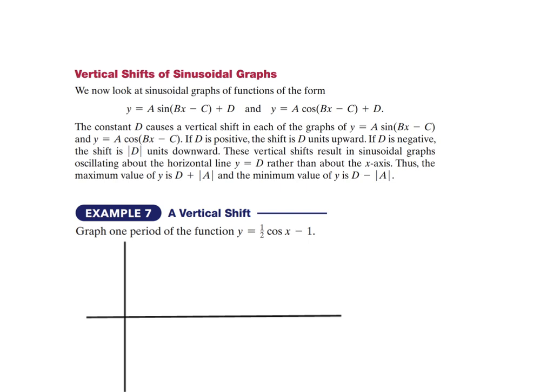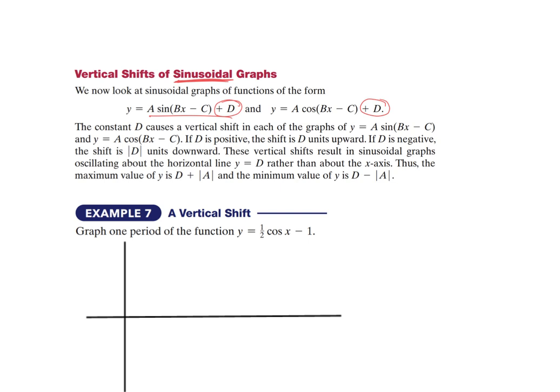So now let's look at vertical shifts of sinusoidal graphs. This is just an adjective meaning of or like the sine function. So we've got this type of thing. This plus d is going to be the vertical shift. And this is going to be like we would expect. If it's positive, we shift up. If it's negative, we shift down.